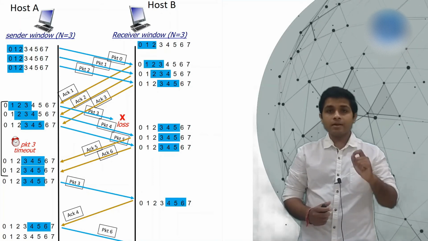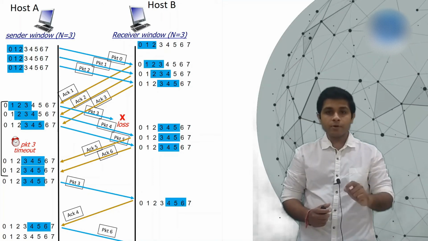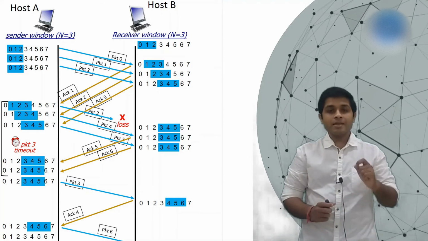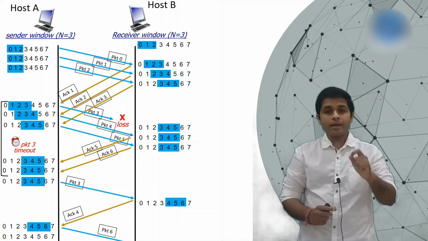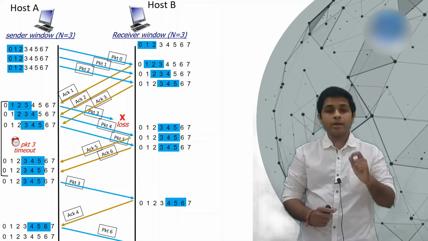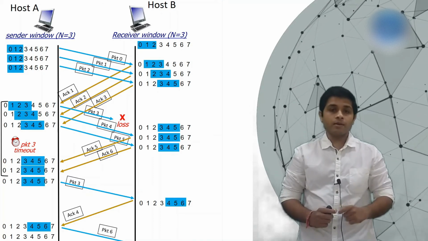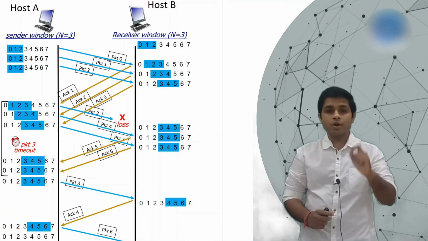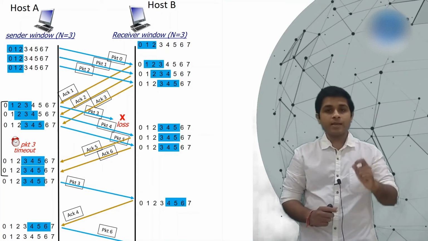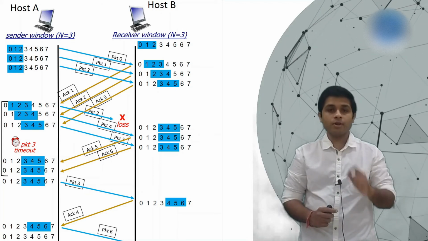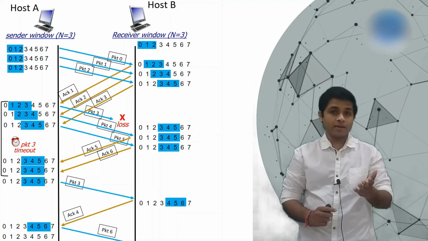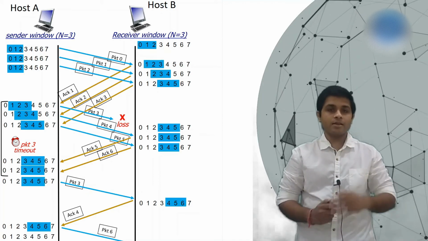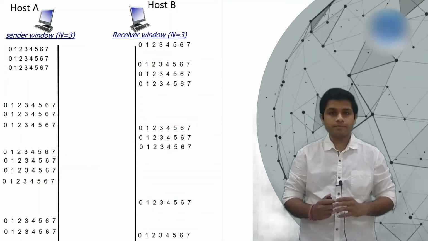So what is the advantage in the selective repeat protocol? The advantage is that whenever any packet is lost, we are not sending the whole frame again. We are sending only that particular packet which is lost in the link. So that is the biggest advantage in selective repeat. We have seen that in go back N we have to send the whole frame again, but that is not the case in this method.